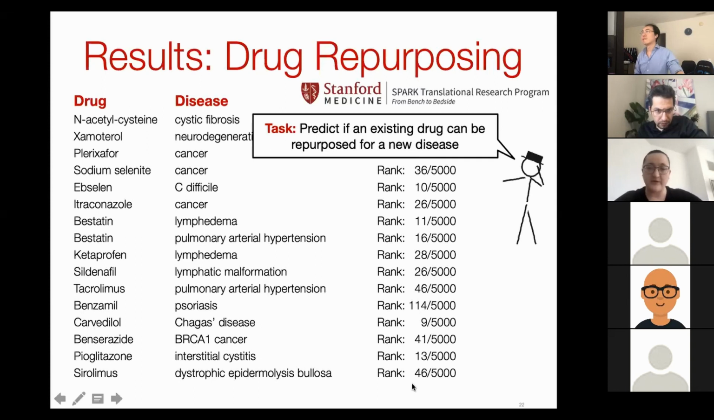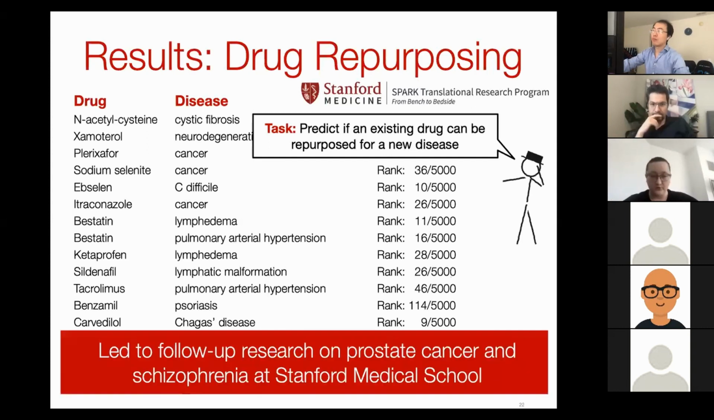And you can see in many other instances, the ranks are relatively low, meaning that the drug that was successfully repurposed within the center was actually predicted to be very close to the top of our priority list of drugs, which is very good.